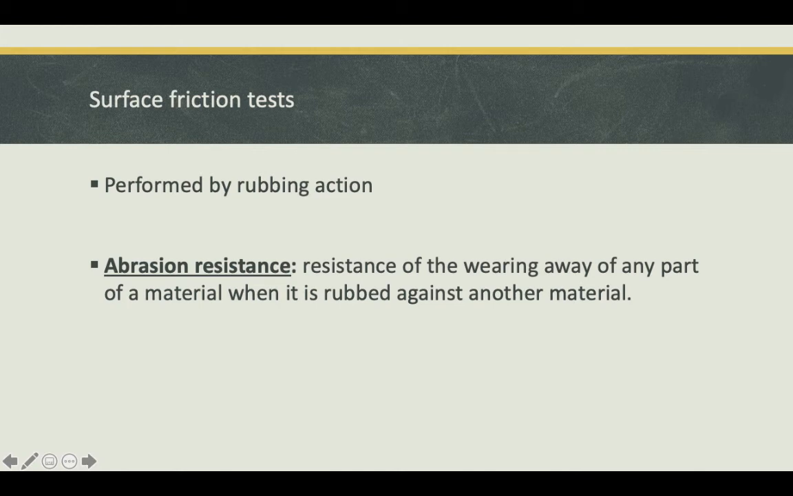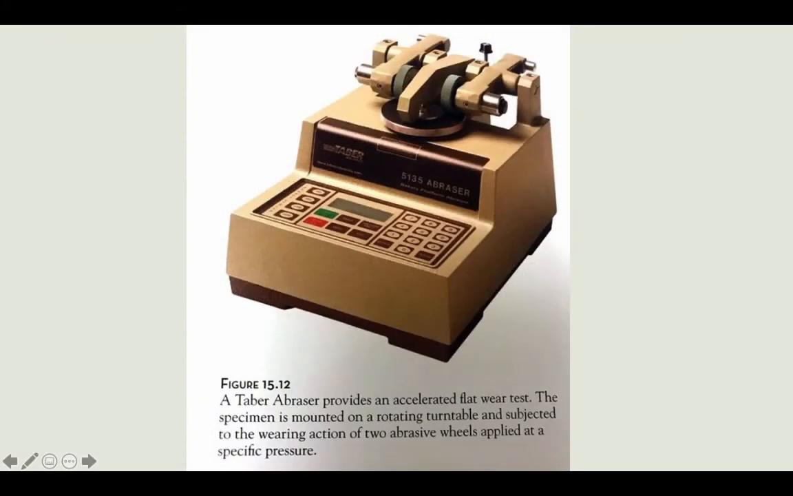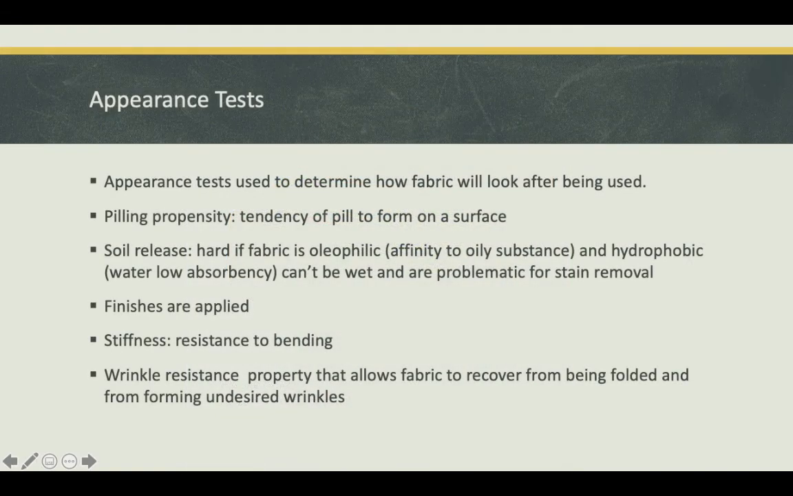Surface friction test performed by rubbing action. So we're looking at abrasion resistance, which we've talked about all semester long, basically. The resistance of wearing away any part of the material when it's rubbed. And remember, think of all the abuse. So this is a Taber abraser that basically has a sandpaper disc, and it rubs against your fabric, and it tests to see, with certain pressure, how many rotations before it rips the fabric.